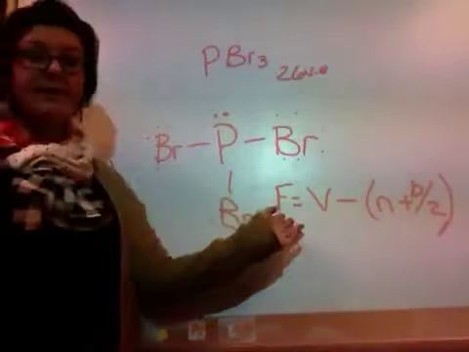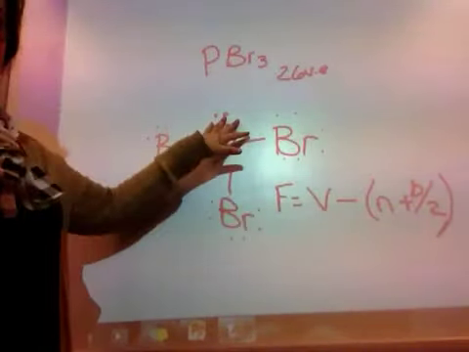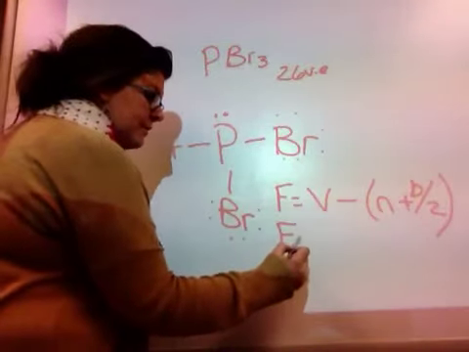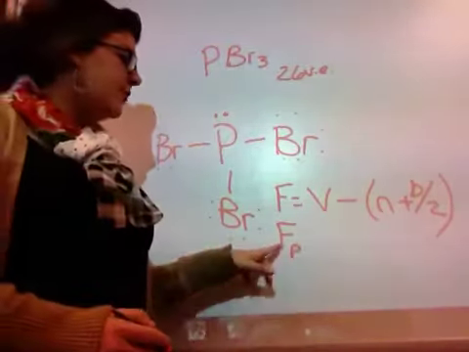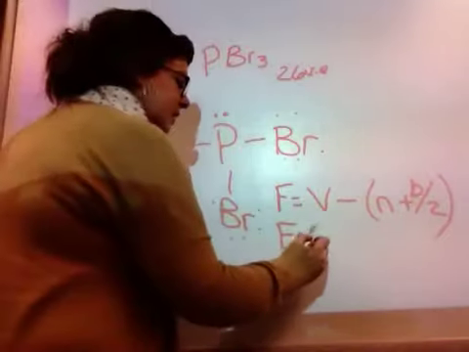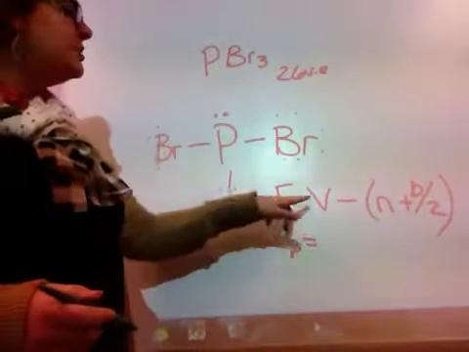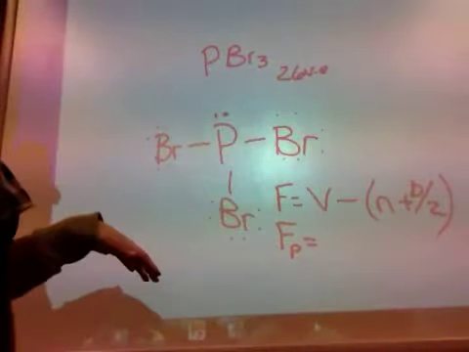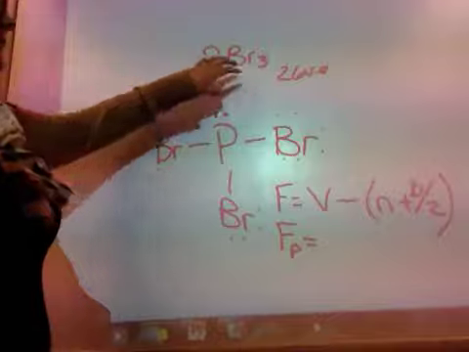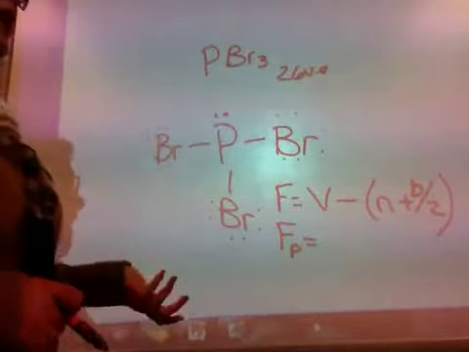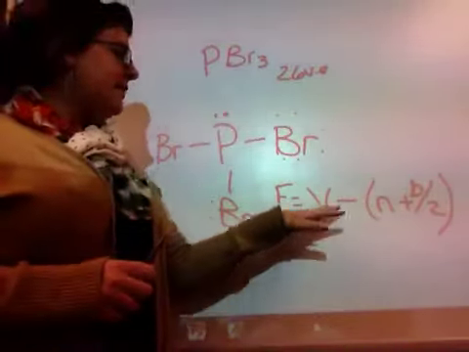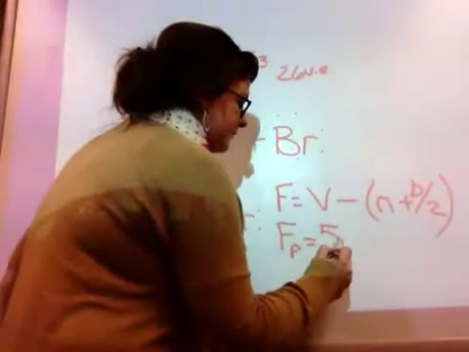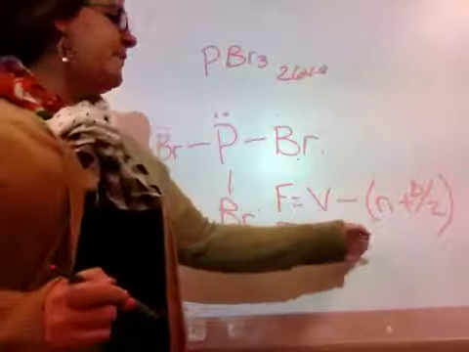Okay, so let's calculate formal charge for phosphorus. I'm just going to write a little P down here so that you know I mean the formal charge of phosphorus. First I want to know how many valence electrons phosphorus has. We used that whenever we calculated this up here for 26. So I can look on my periodic table and see that the number of valence electrons for phosphorus is 5. So I'm going to do 5 minus.